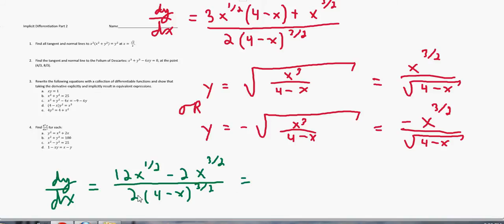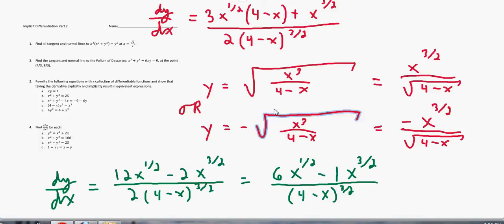And 2 can cancel because 12 is divisible by 2, 2 is divisible by 2, and it's really 6x to the 1 half minus 1x to the 3 halves, over 4 minus x all to the 3 halves. There you go. That's our derivative.